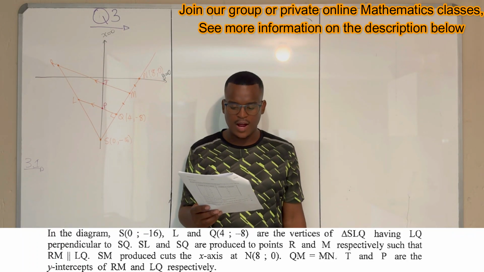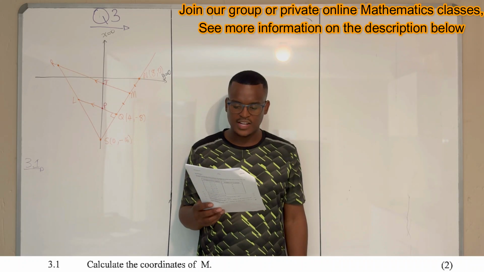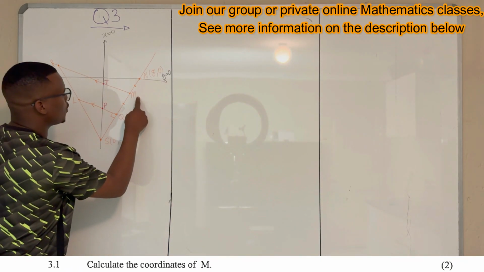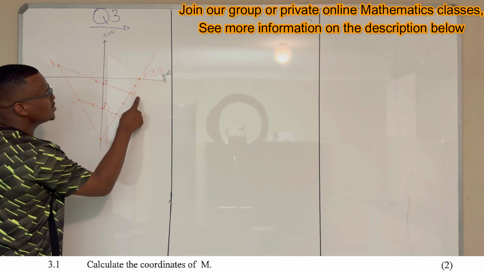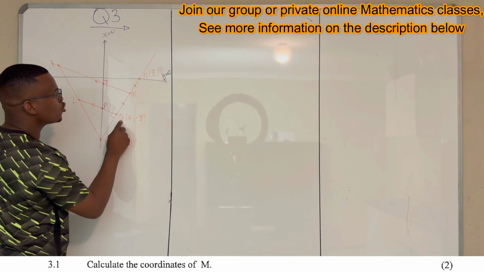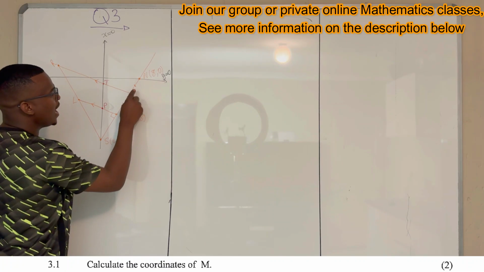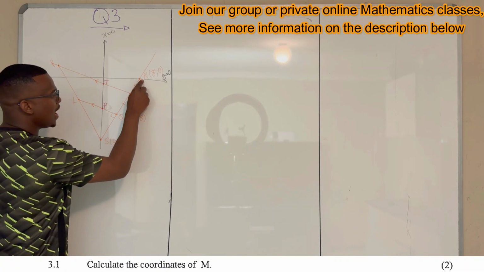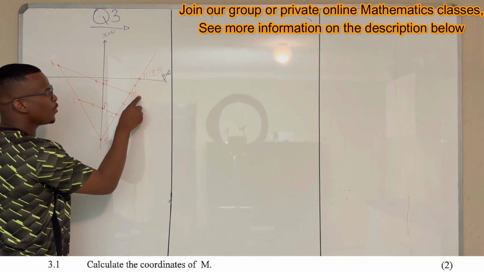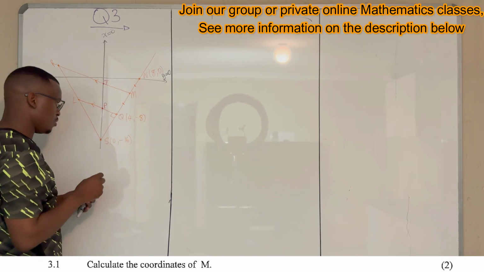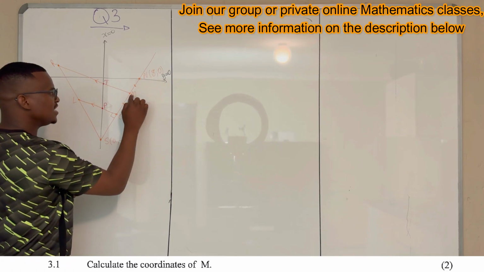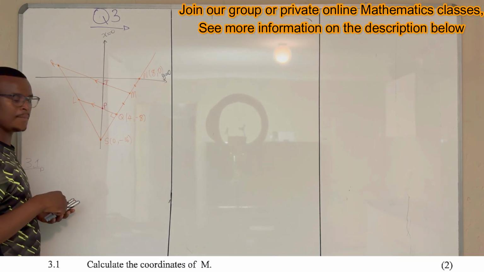So 3.1, they are saying calculate the coordinates of M. So they want you to calculate the coordinates of M. What is M? M is this point over here, and this point M is halfway between Q and N. So M is the midpoint of N and Q, because you were told that this length over here is equal to that length over there. So it is halfway between Q and N.